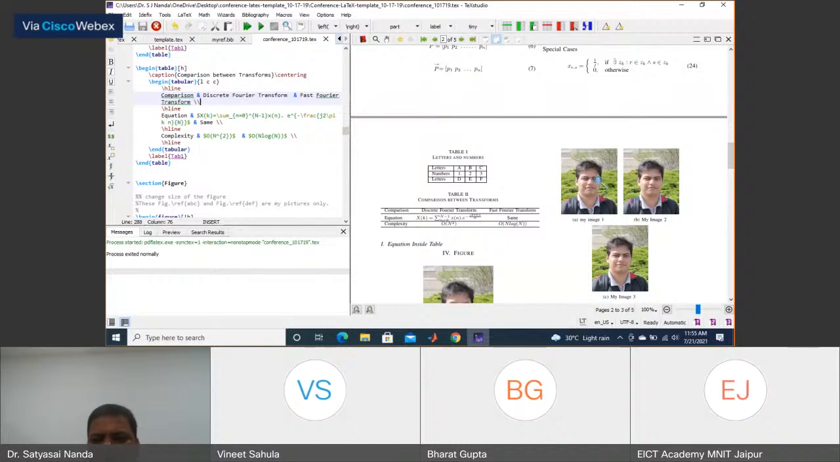There is one question I think you have already handled. Shyam Deshmukh asks: how can we write equations without numbering? Yes, they have to use backslash nonumber.